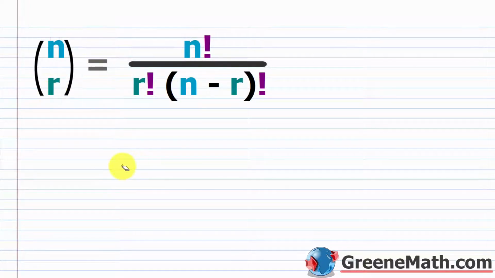Okay, I prefer to use this one, so that's what we're going to go with. So this is, again, n choose r, and it's equal to n factorial over your r factorial times the quantity n minus r factorial. Let's see an example real quick.